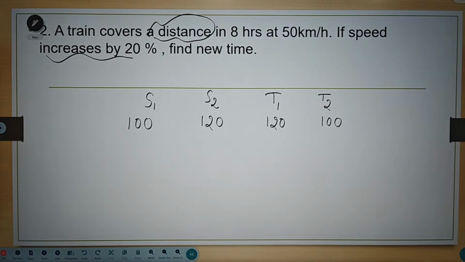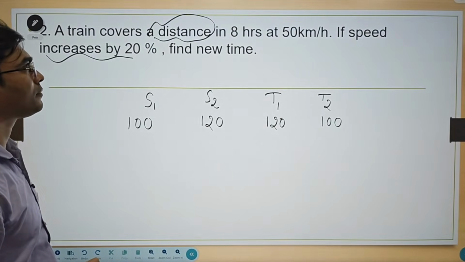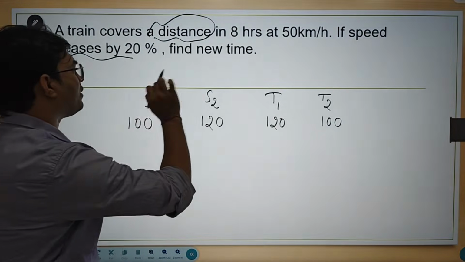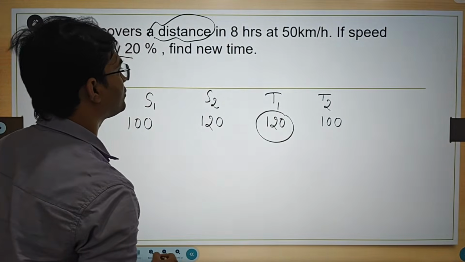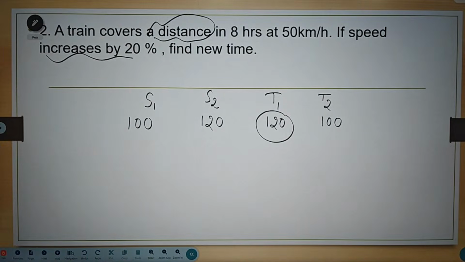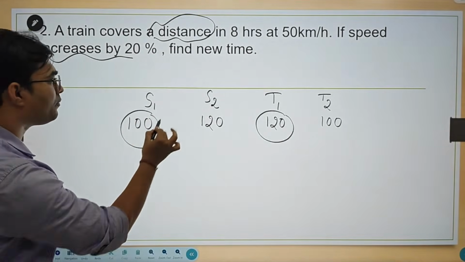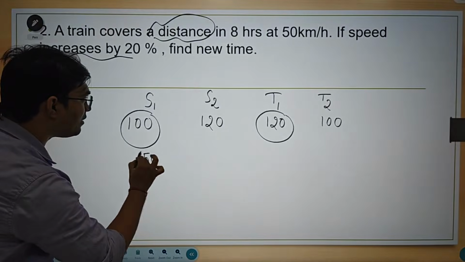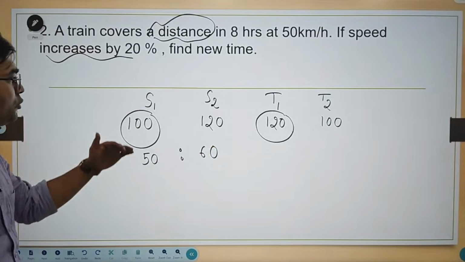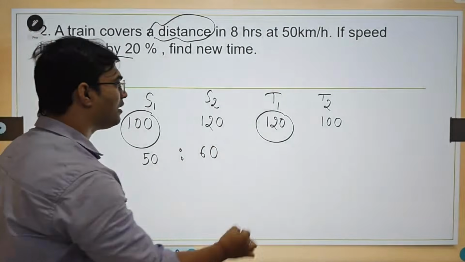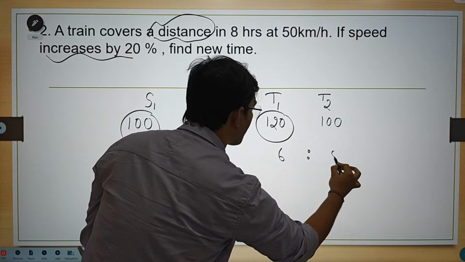Then what is given? A train covers a distance in 8 hours at how much? 50 km per hour. If the speed is increased by how much? 20%. Then 8 hours is given to us. Can I say my 120 part is 8 hours? Speed is given as 50 km per hour. So let's make this speed as 50. If this is 50, can I say that S2 value will be equal to 60? The ratio of S1 is to S2 is 5 is to 6. Then the ratio of T2 is to T1 will be equal to 6 is to 5. Clear?